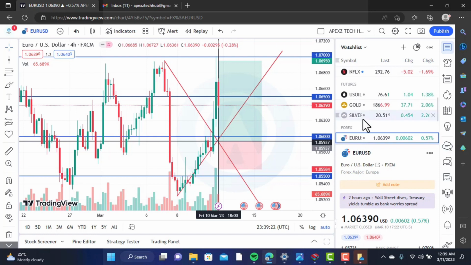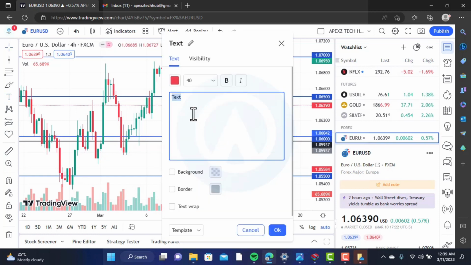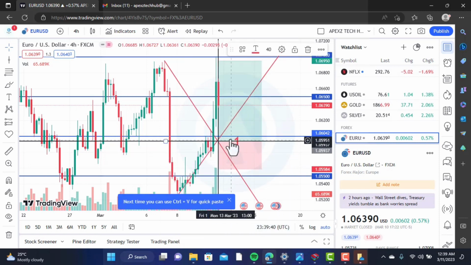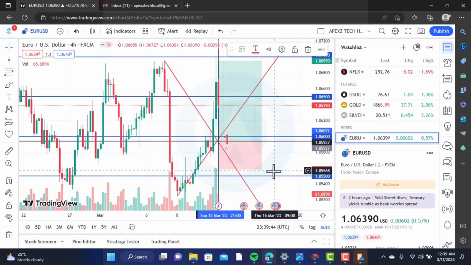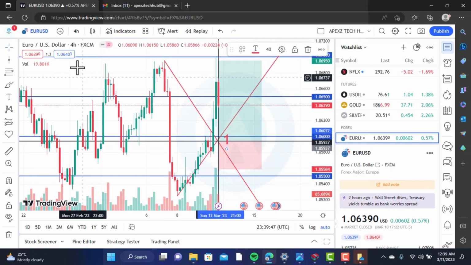Now, from this high it went to, you have to decide what the next move of the market will be. Before then, I'll label this place point one. So point one, that is how it's going to be.